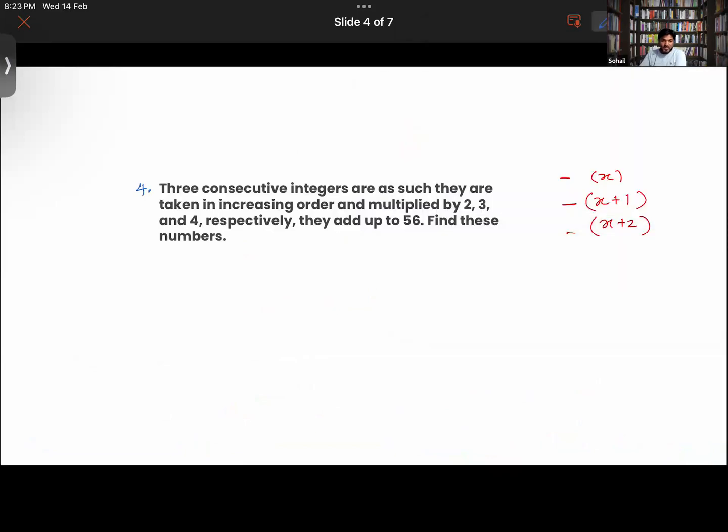So 3 consecutive integers are as follows: x, x plus 1 and x plus 2. You have to multiply them with 2, then with 3, and then with 4. And further, when you add them, it should be equal to 56. So thereby 2x plus 3x plus 3, sorry, plus 4x plus 8, it should be equal to 56. So it is 9x plus 11 equals 56. So 9x will be 45, and x equals 5.